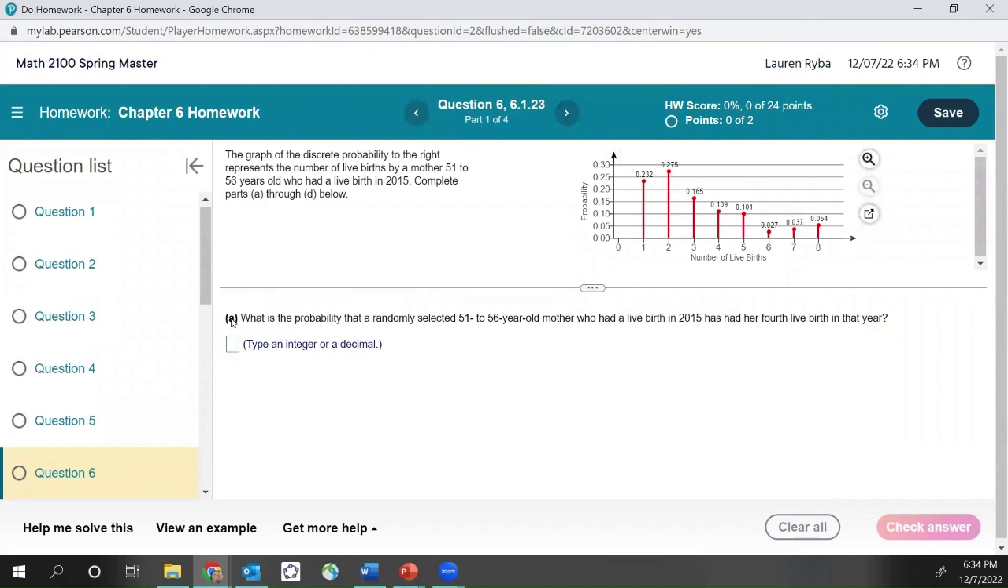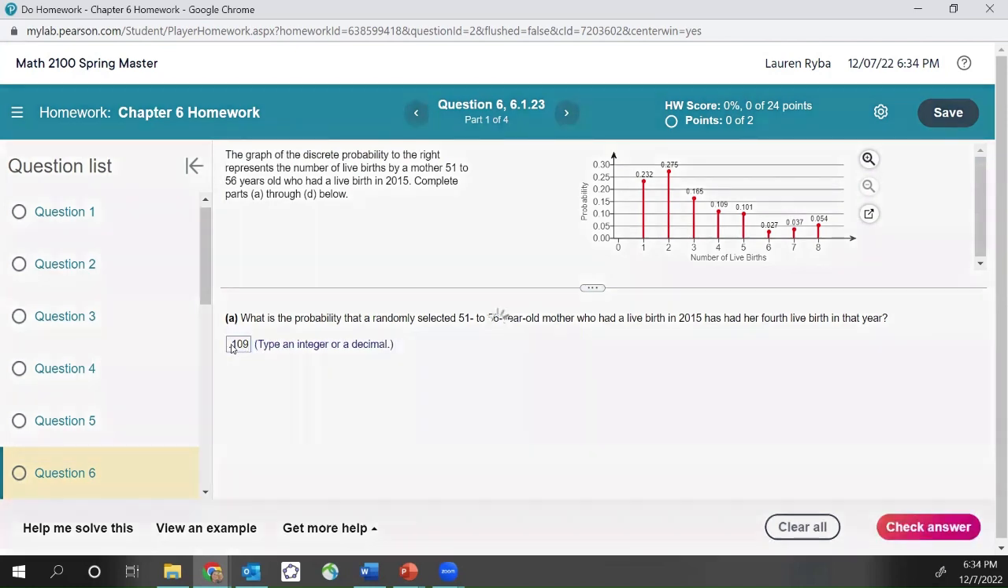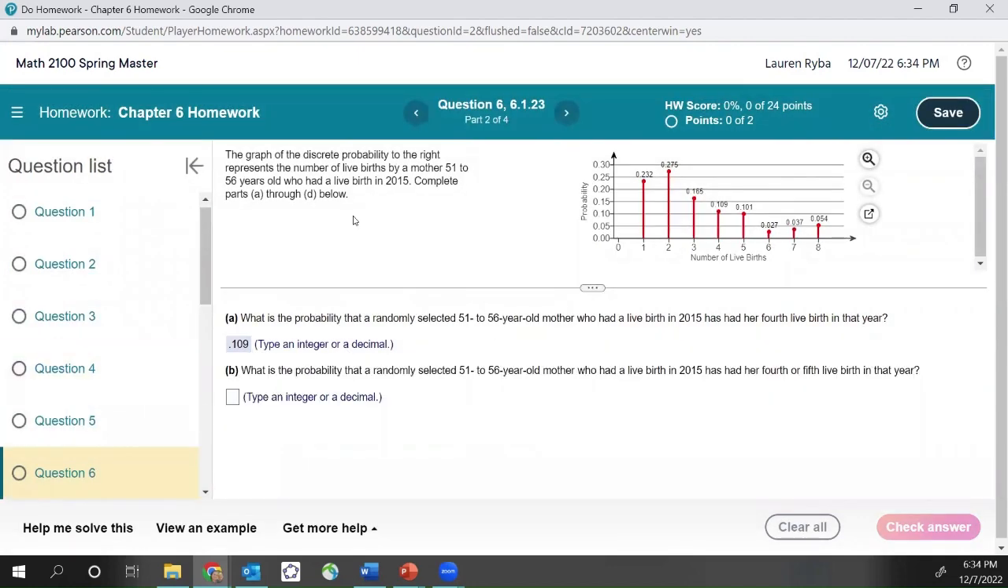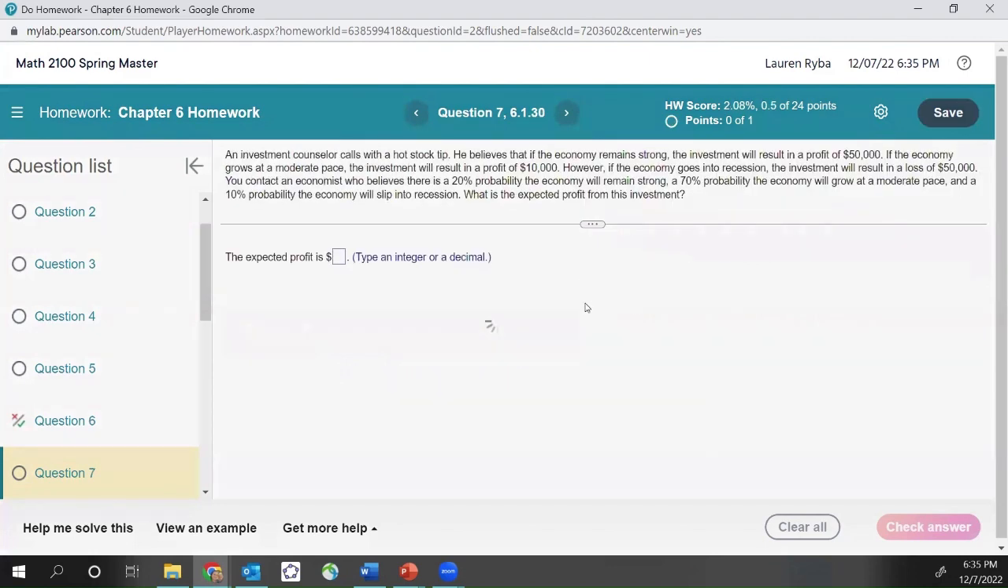Okay, we've got a probability graph, and it's going to ask you different questions based on the graph, and it also has little numbers above here. So what's the probability that a randomly selected 51 to 56-year-old mother who had a live birth in 2015 is having her 4th live birth? So 4th would be 0.109. You're just looking at the graph, reading some values off of the graph. Pretty straightforward.